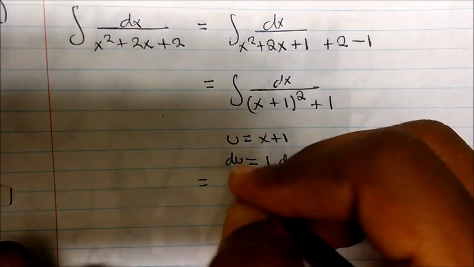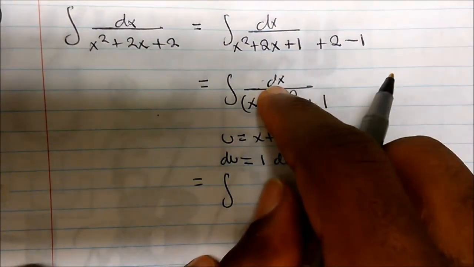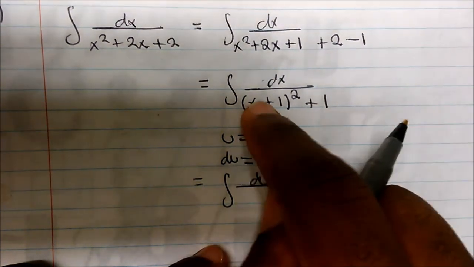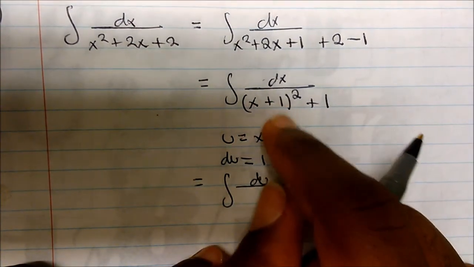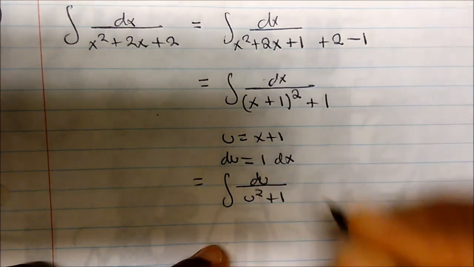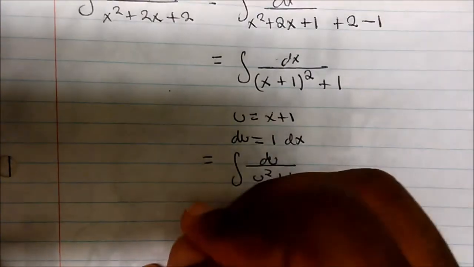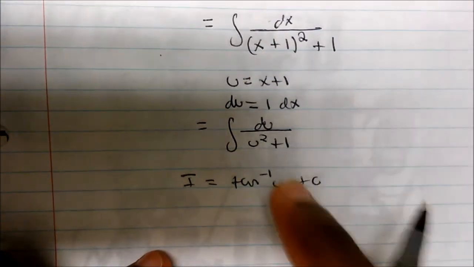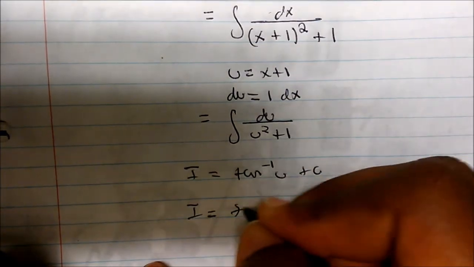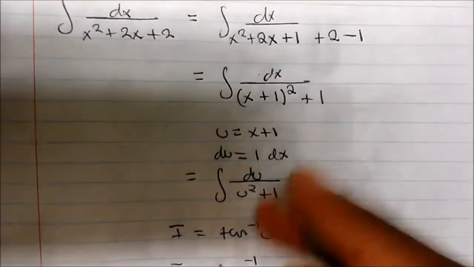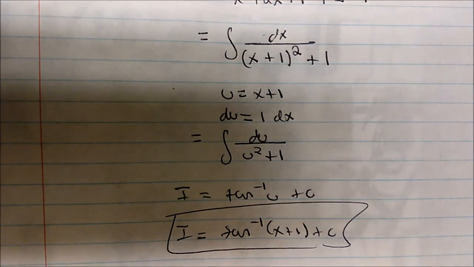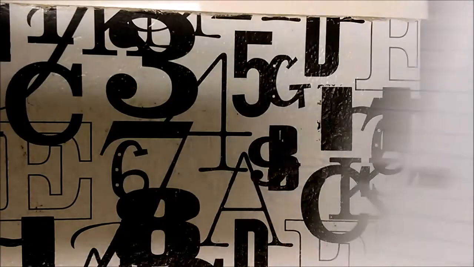So if I look at this, the integral now becomes, what was dx? That's just du. And remember, u is x plus 1, so we have u squared plus 1. Now if we take the integral, this becomes tangent inverse of u plus c. And we know what u is. Our integral is given by tangent inverse of x plus 1 plus c. So that's the general idea. Let's look at one that's a bit more complicated.